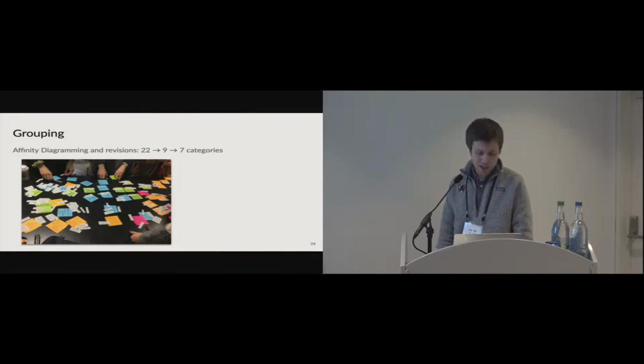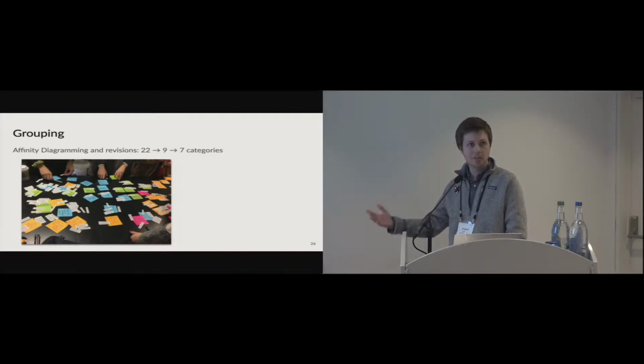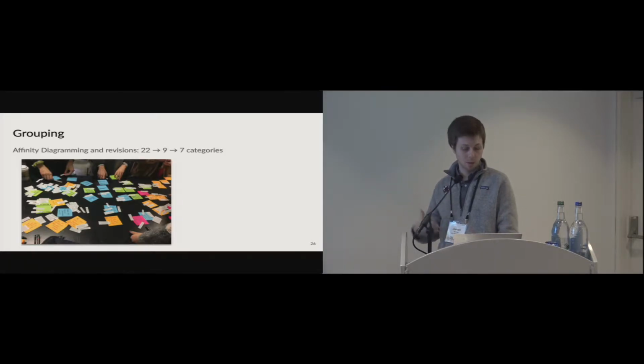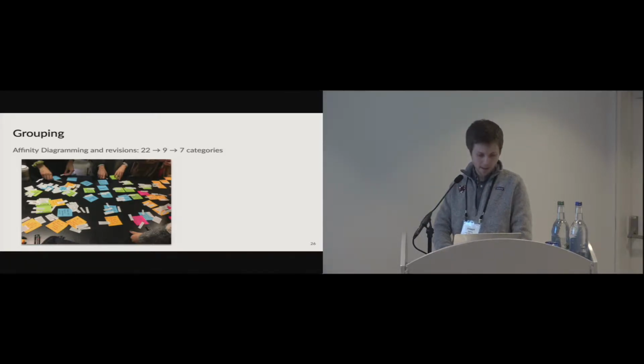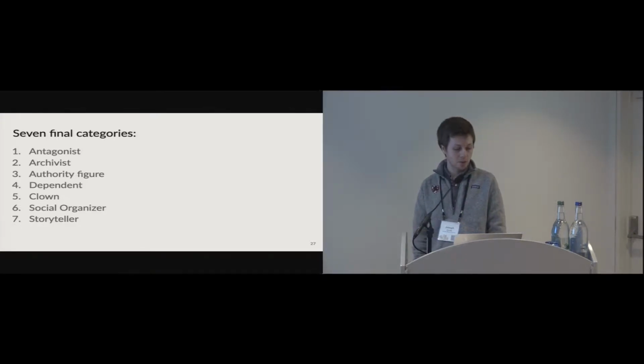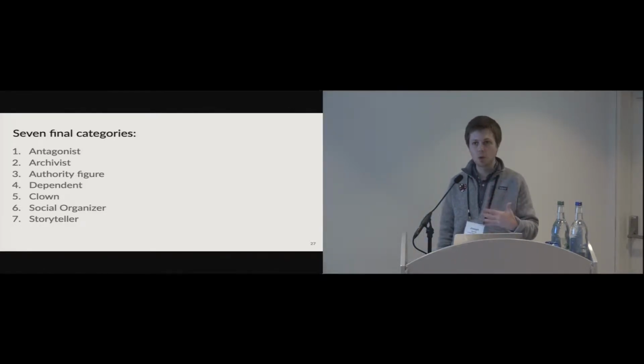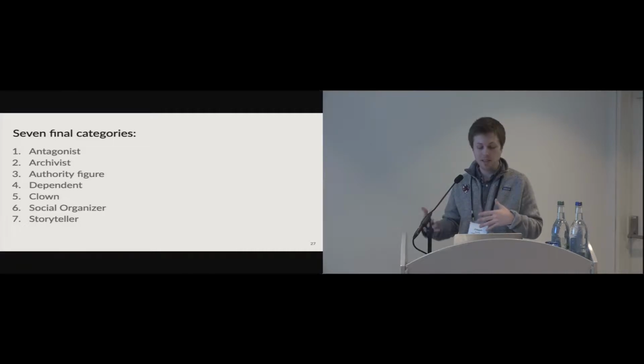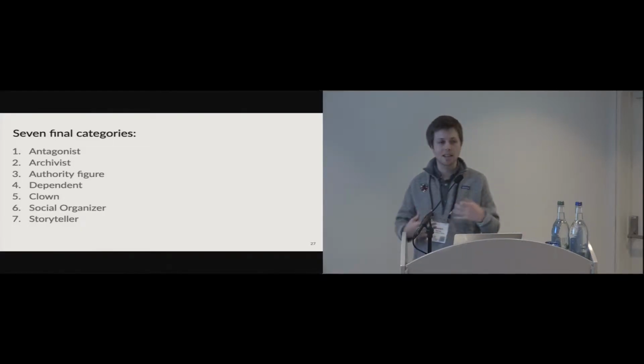After we finished ideating our 600 ideas, we performed affinity diagramming, reducing the number down into 22 categories, and then 9, and then 7, collapsing when there was significant overlap. And here are the final 7 categories that we came up with. Antagonist, archivist, authority figure, dependent, clown, social organizer, and storyteller. Now, these are all roles that you might find familiar from human group interactions. These are all fairly well-known and established social roles. They're not ones that we see yet within communities taken by chatbots.